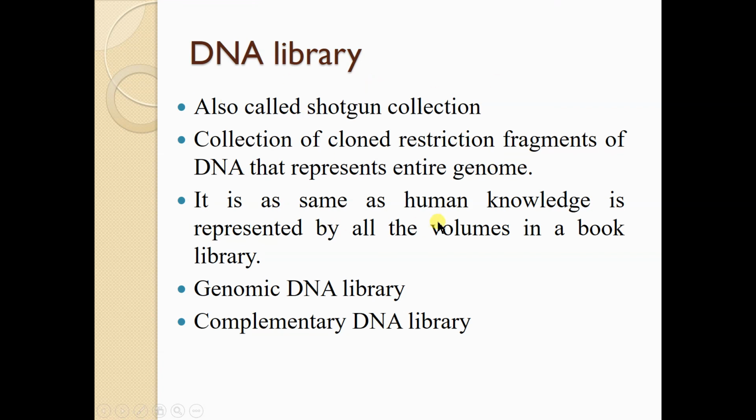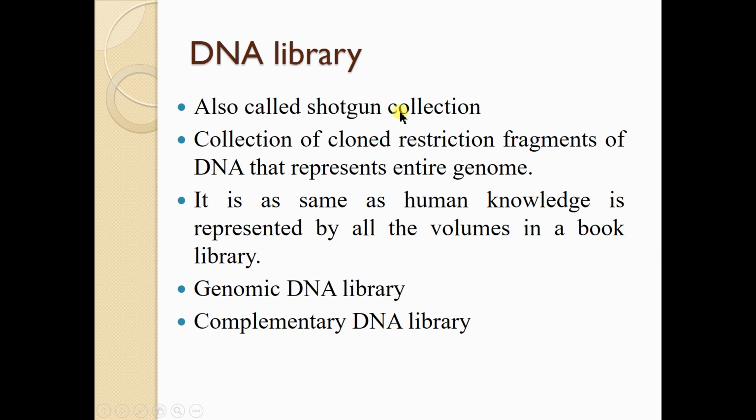It is the same as human knowledge being represented by all the volumes in a book library. Suppose in the library there are different books, and if we read all the books present in the library, we have the knowledge of all of them. Likewise, it is the collection of the different restriction fragments of DNA present in the entire genome of one species. That is a collection from one species' entire genome in chimeric DNA form. It is known as the DNA library. It is also called the shotgun collection.